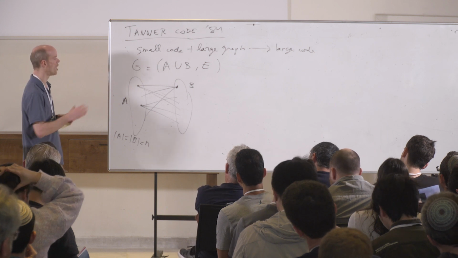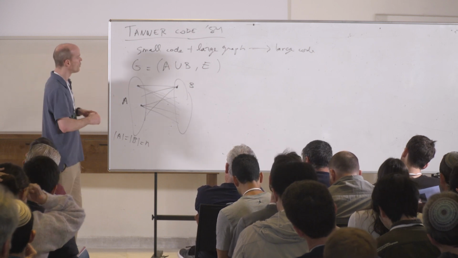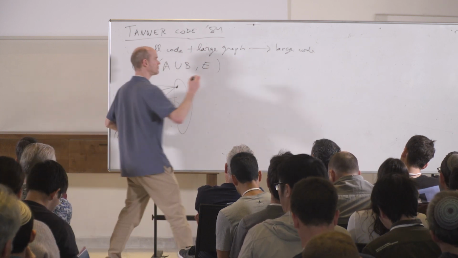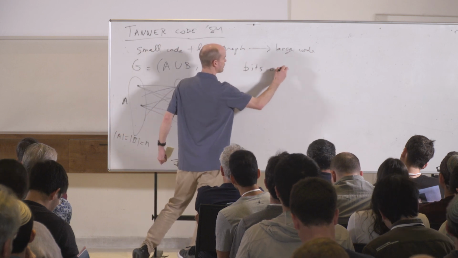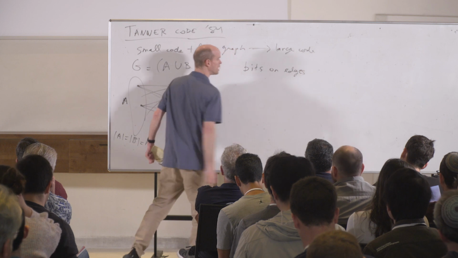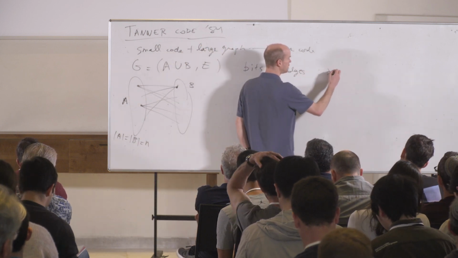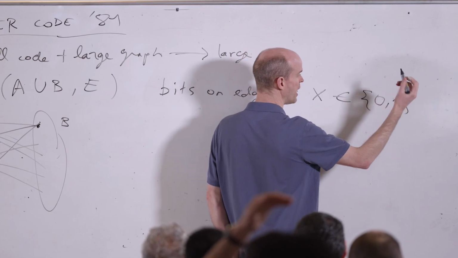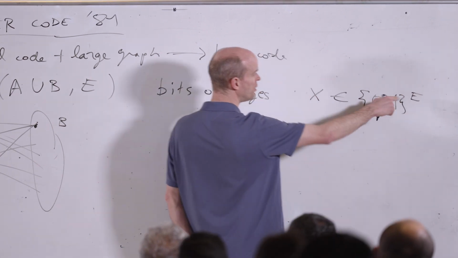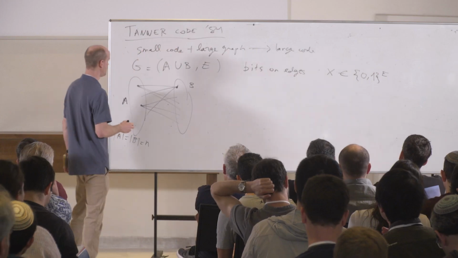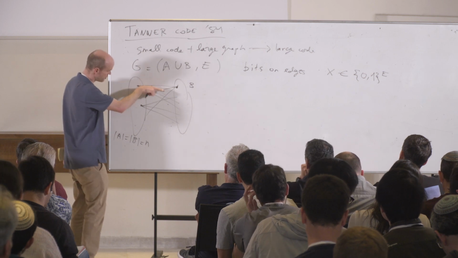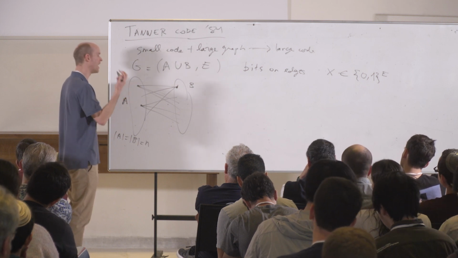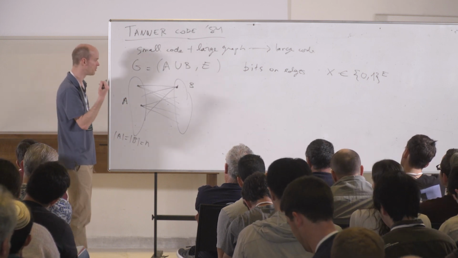And how do I define a classical code out of this? What I will do is I will put the bits of the code on the edges. So my code words will be bit strings with the bits labeled by edges, so {0,1}^E. A code word will be zeros and ones for each edge. And then, so these are the bits. I need to define some linear constraints to get a classical code.